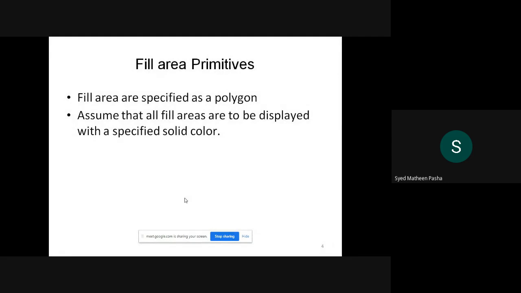Then, how are these fill areas specified? These fill areas are basically specified as polygons. There is some assumption in the fill area, where fill areas are to be displayed with a specified solid color. If you are using fill area primitives or only the fill area, it basically tells you that you are using some solid color for that particular object which you have to display onto the screen. So you need to remember these key points in the fill area, how they are specified and what the assumption is. First, the fill area is specified as a polygon. The second point, the assumption, is that it is displayed with the help of some solid color.